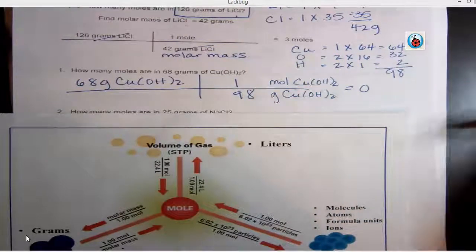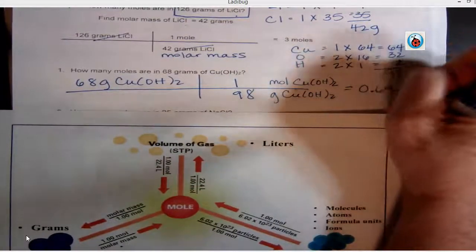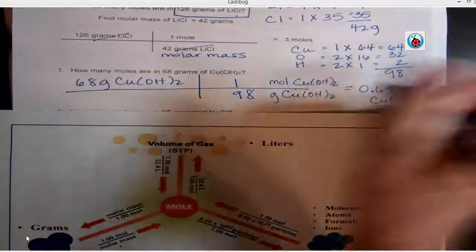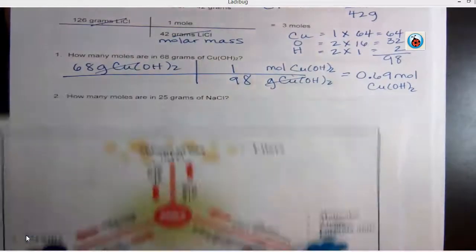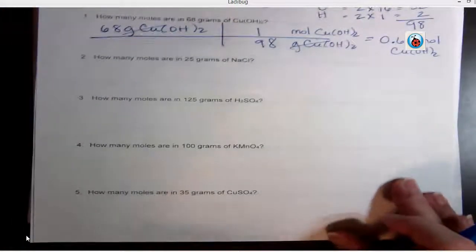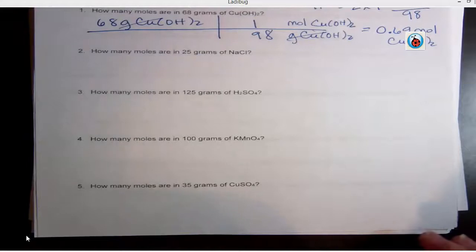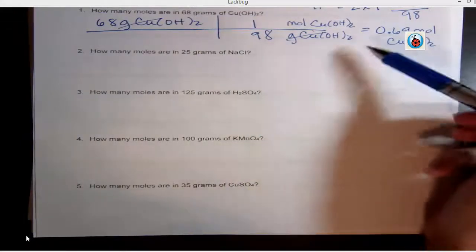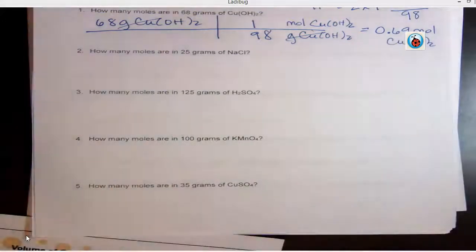68 grams of copper hydroxide equals 0.69 moles of copper hydroxide, because those cancel out. Okay, so you're going to do the same thing with 2, 3, 4, and 5. Make sure you find the molar mass of each one of these to solve. Let me know if you have any questions.